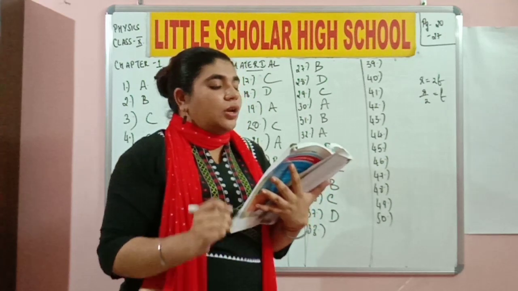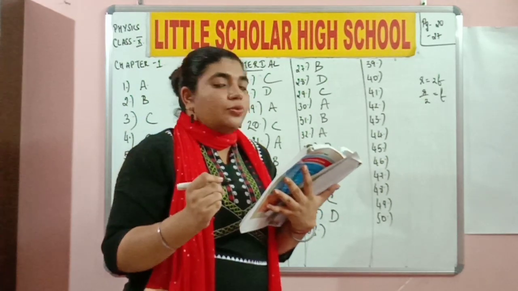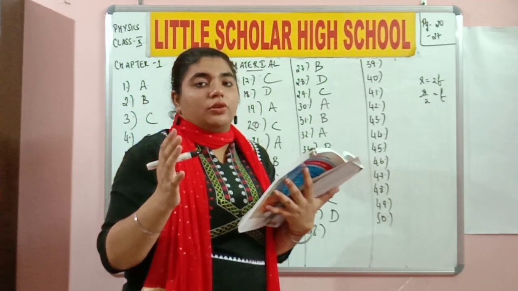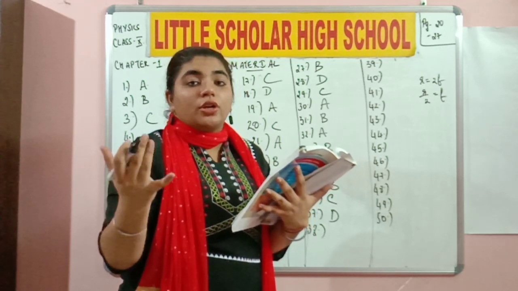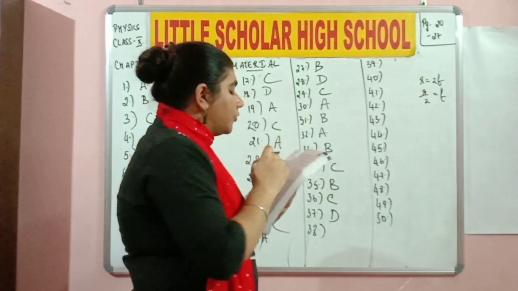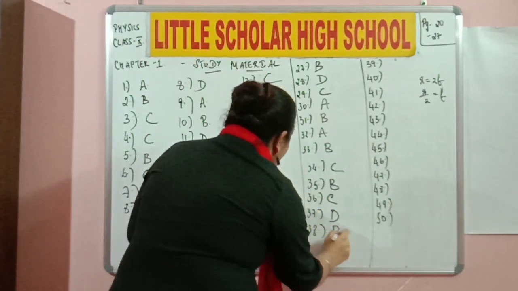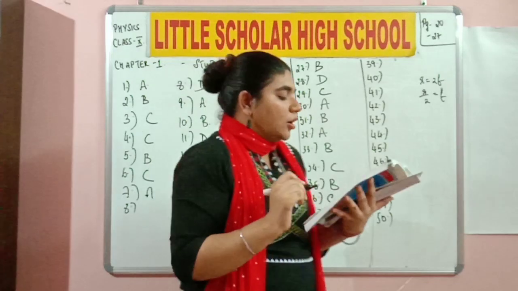38. To get an image larger than the object, one can use. If you want to get a larger image, which kind of mirror will you be using? Convex is going to give you diminished. So which mirror is left out? Concave. So option B, concave, not convex.